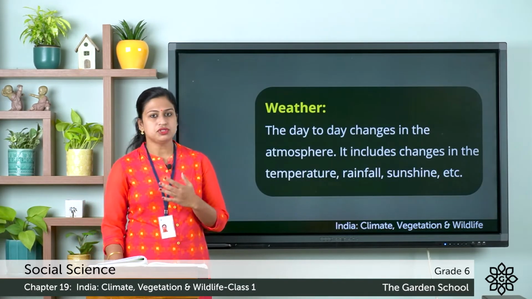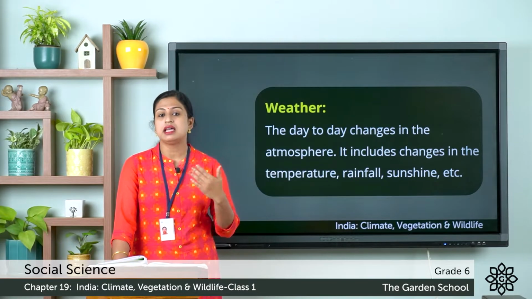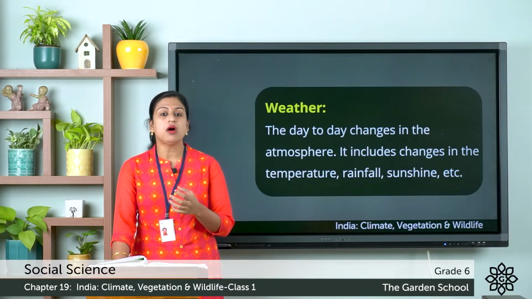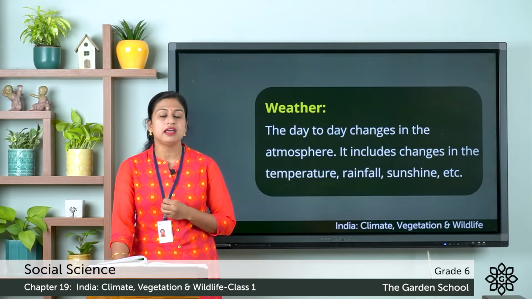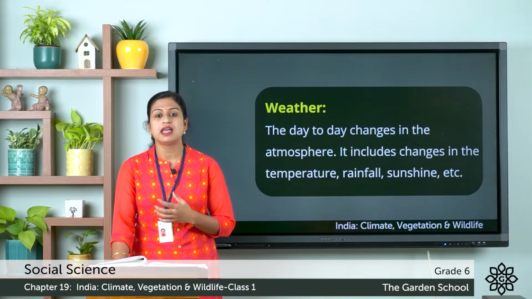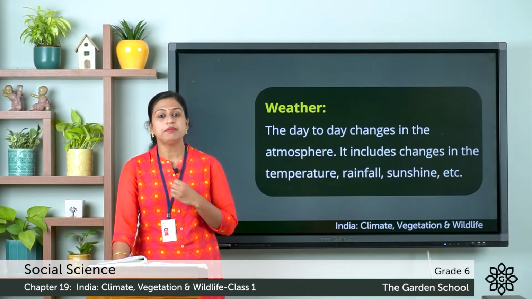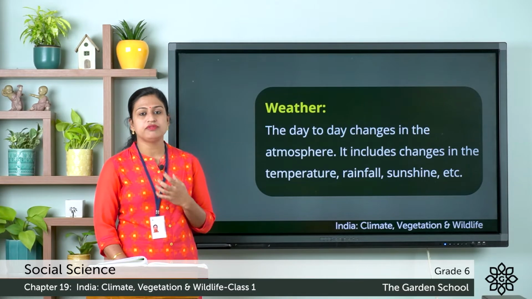So here in this chapter we are going to discuss the relation between India's land and climate and also its effect on the wildlife and vegetation. We will also discuss the varieties of vegetation and wildlife. But before that, let's be familiar with a few terms.